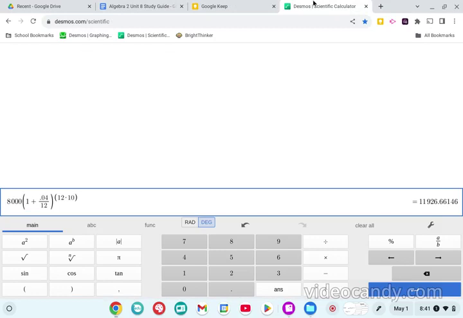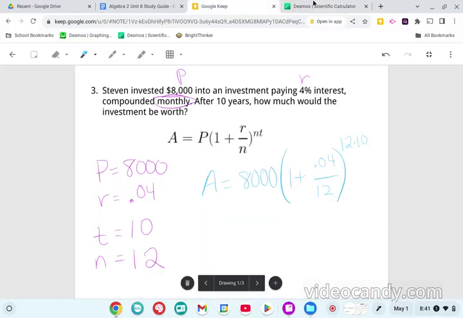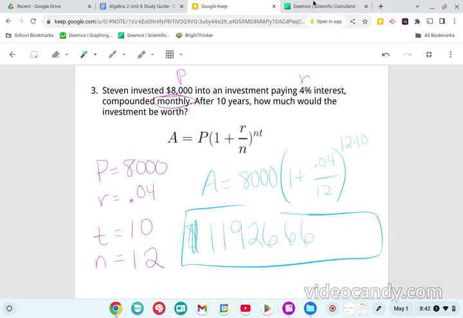So you can see we got 11,926 and 66 cents. 11,926 and 66 cents. That is the final amount that he has. Sorry, my dollar sign looks a little weird. You get the idea.